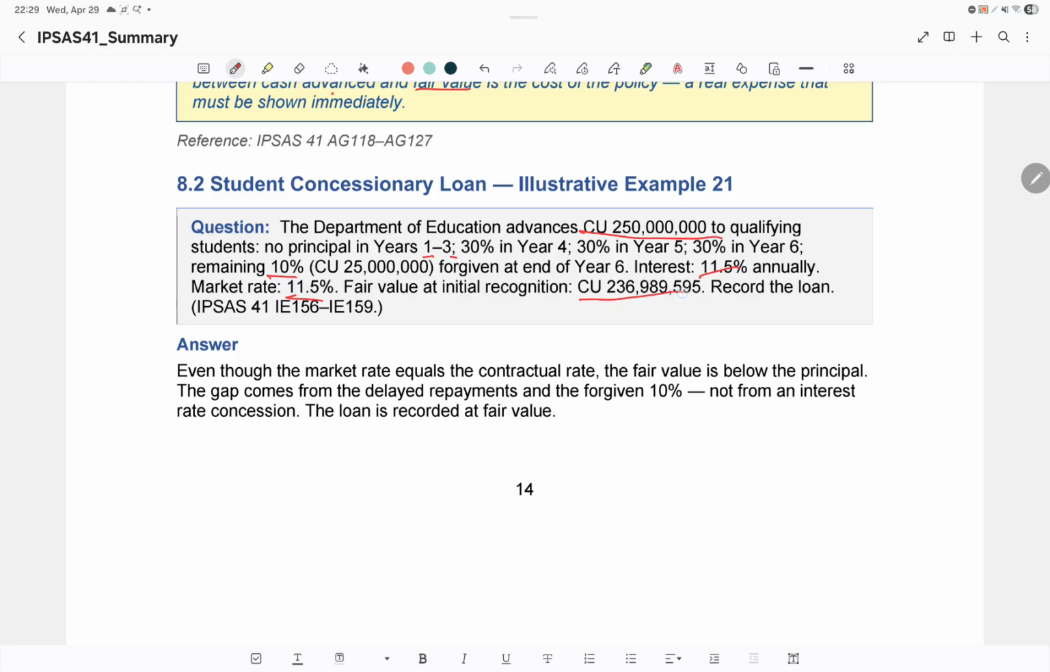So this one is already calculated, but let us calculate. How do we get this fair value? Record the loan. So how do we get the loan? We have given 250. It has an interest of 11.5. So if we have given 250, how is this fair value coming to 236,989? So we do this.